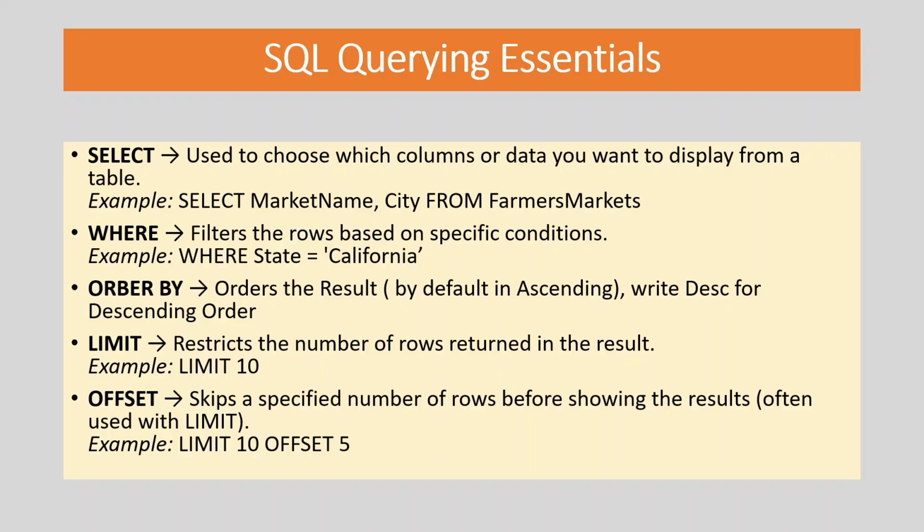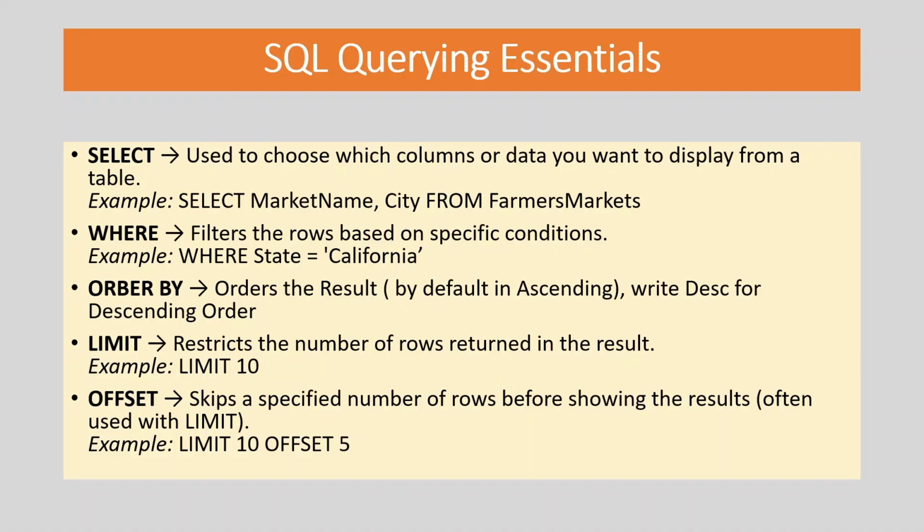These are the basic SQL query essentials that we'll be using. So these are the clauses that we'll be writing. We'll start with select. Select is basically used to choose which columns or data you want to display from a table. For example, if you see the SQL code, it says select market name, city from farmers market. The output will have only the market name and the city column from this. But instead of the two column names, when we write an asterisk or a star, it will retrieve all the columns of that particular table. But when we want a specific column, we can mention it in the select statement.